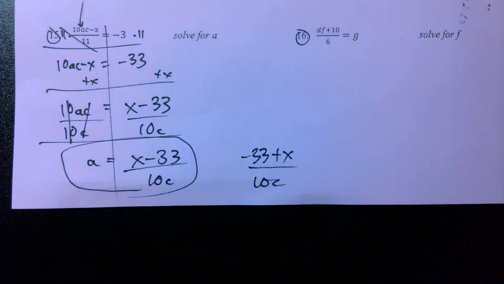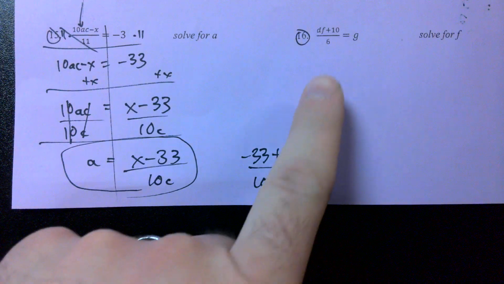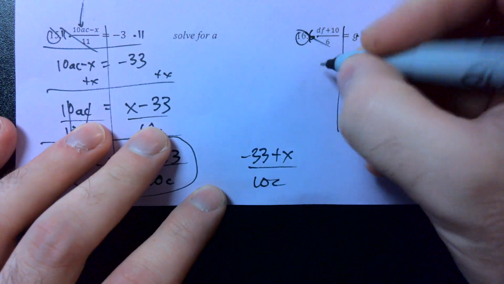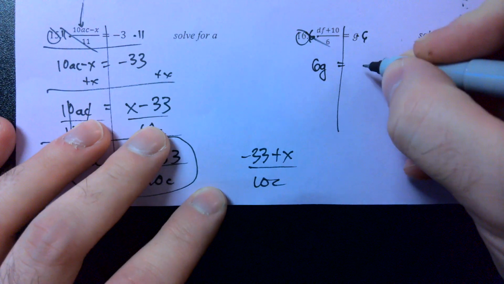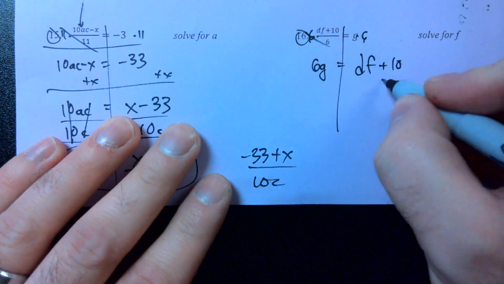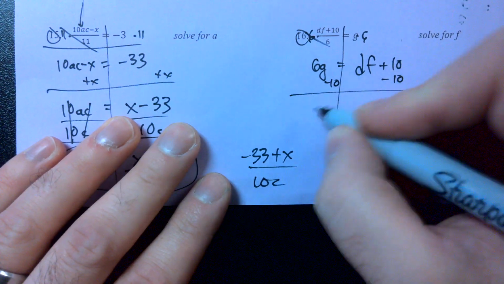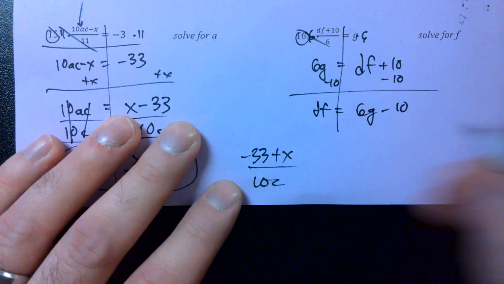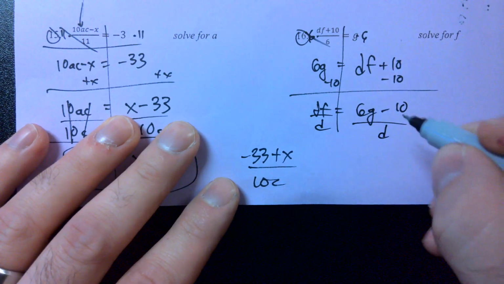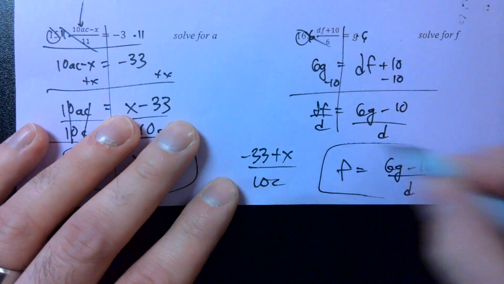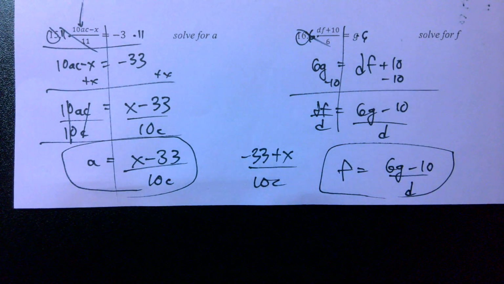And the last one, basically the same thing. I'm going to multiply both sides by 6. I got 6g equals df plus 10. I'll subtract my 10. Boom, boom. I got df equals 6g minus 10. And then just divide by d. f is equal to 6g minus 10 over d. You got that? Good. That's great.